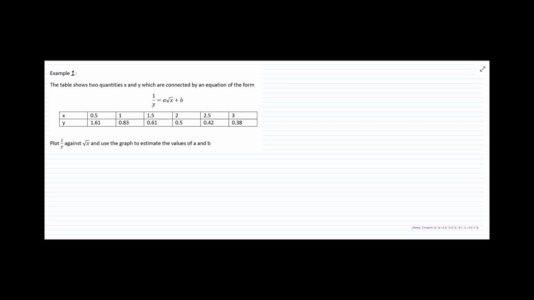The first instruction is to plot 1 over y against root x. Okay, we know that this equation, 1 over y equals a root x plus b, is not a linear function. So if we draw the graph, it will not be a straight line, yeah. But if we follow the instruction and plot 1 over y against root x, the graph will be a straight line. Okay, let's begin by creating a table that is necessary.